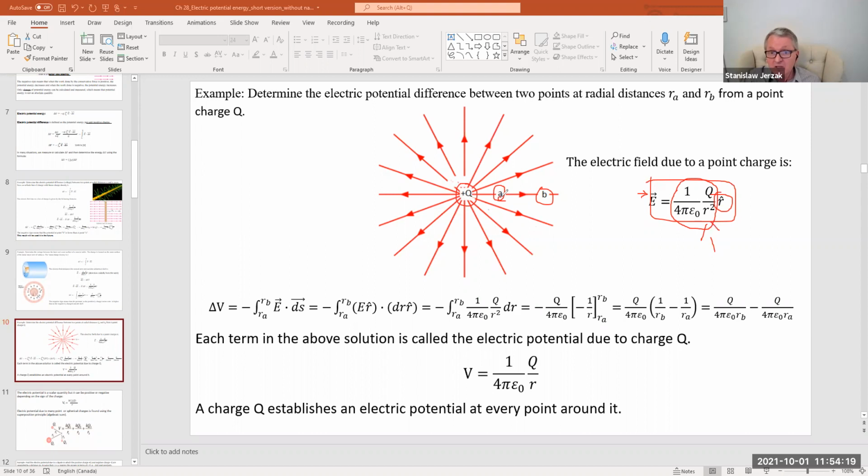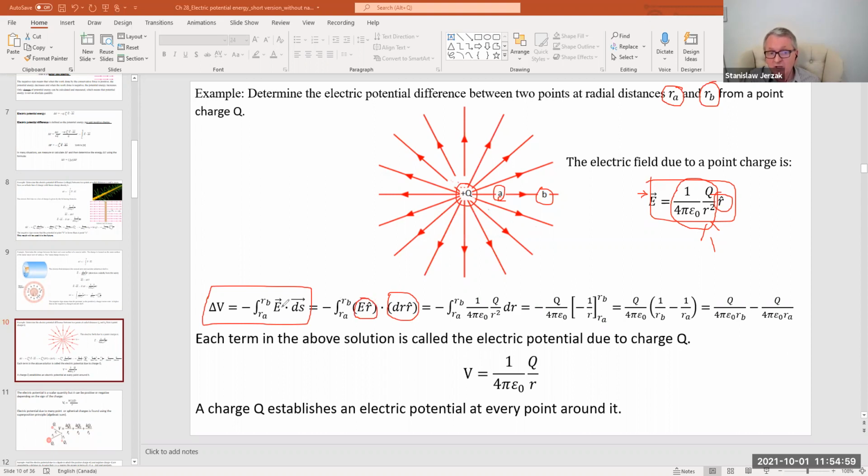Let's say that the distance of point A from that charge capital Q is given by R with subscript A, and the distance of point B is given by R with subscript B. So what I have to do is evaluate this integral between these two points, A and B. The electric field is radial. Displacement, delta S, I can again write as dr r hat. And the electric field has magnitude E and direction r hat.